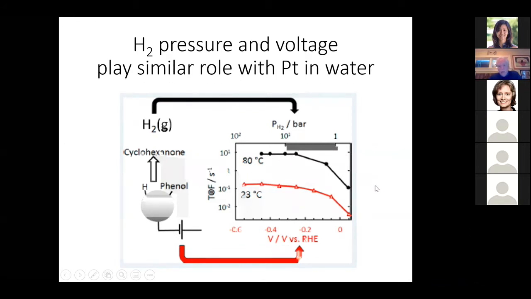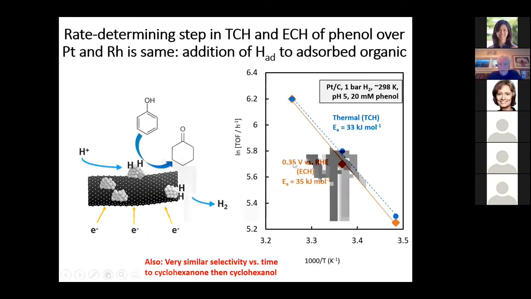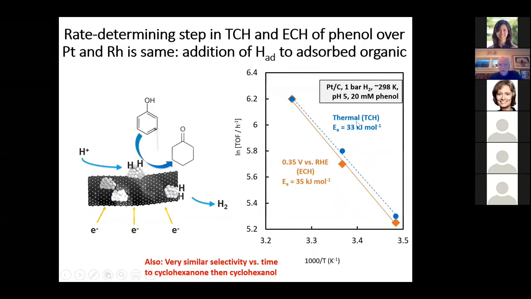reaction rate. And in fact, if you get situations where we think that the coverages are sort of similar, which is a little bit hard to convince yourself that you're right about that. But if you make your best attempt and you look at the apparent activation energy for the electrochemical hydrogenation and the thermochemical hydrogenation, in this case, of phenol, it's almost the same, which suggested similar mechanism, and other evidence suggests that as well.